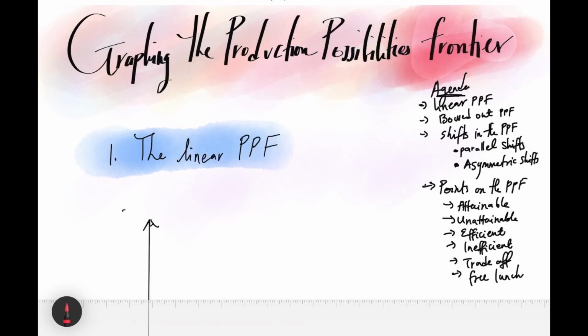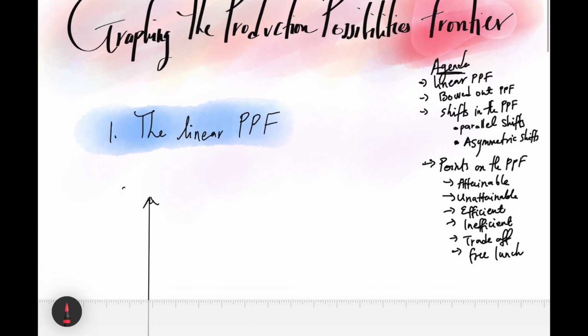Let's learn how to graph the PPF, right? How about I tell you what the agenda is today? Today we are going to learn how to graph a linear PPF, a bowed-out PPF, shifts in the PPF, such as a parallel shift or an asymmetric shift, and then we will look at points on the PPF.